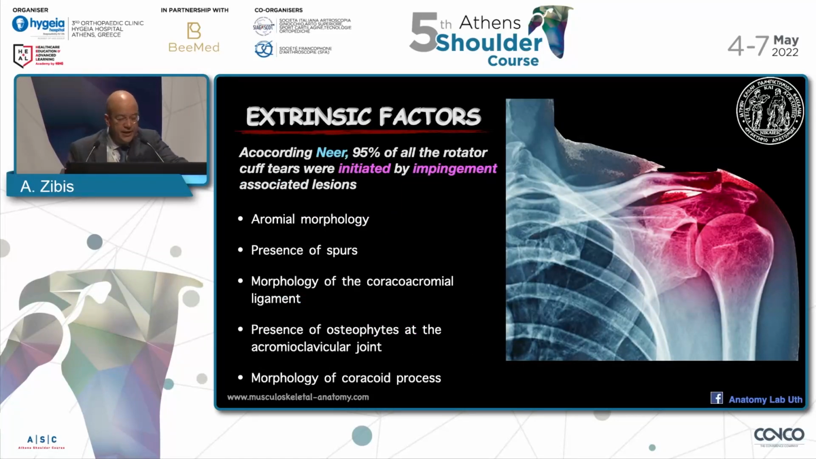According to Neer, 95% of the rotator cuff tears are initiated by an impingement event or impingement-associated lesion. The most common factors for that are acromial morphology, presence of spurs, morphology of the coracoacromial ligament, presence of osteophytes at the AC ligament, and morphology of the coracoid process.